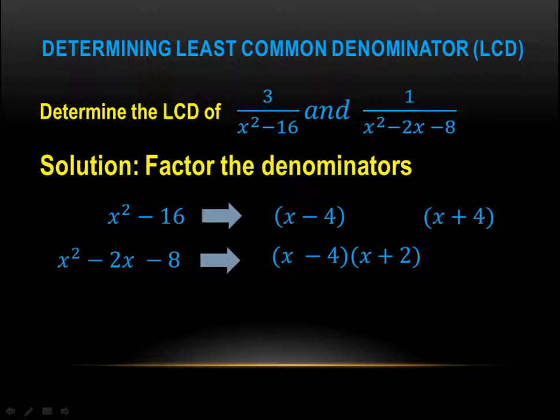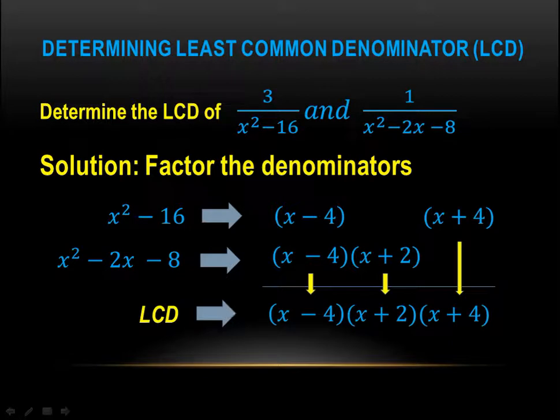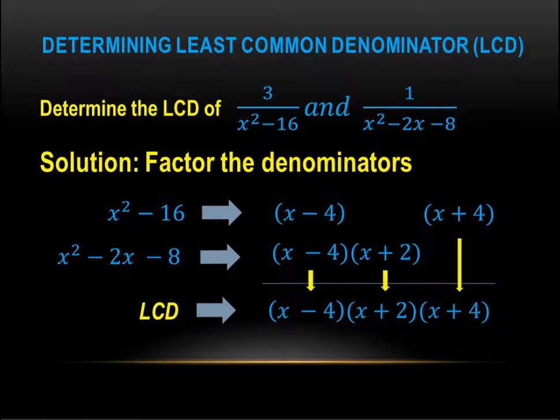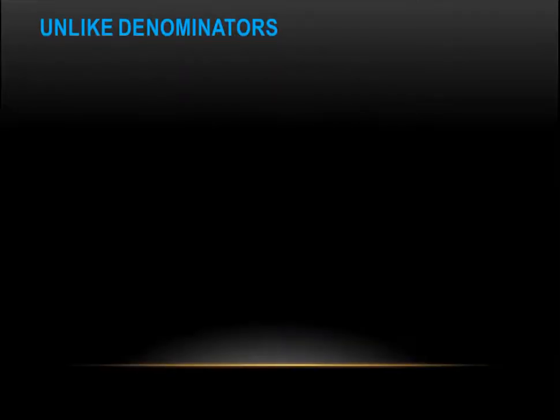Now the same technique that we did a while ago, we're just going to copy similar factors and put down those without pair. So our LCD will be the quantity of x minus 4 times the quantity of x plus 2 times the quantity of x plus 4. Since we know now how to get the LCD, we can proceed to unlike denominators.